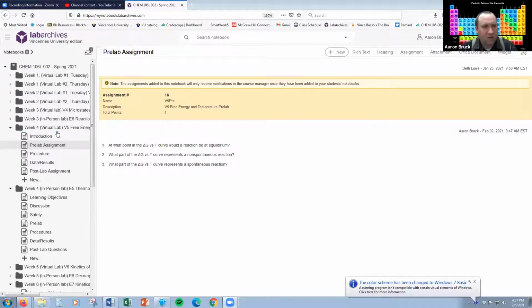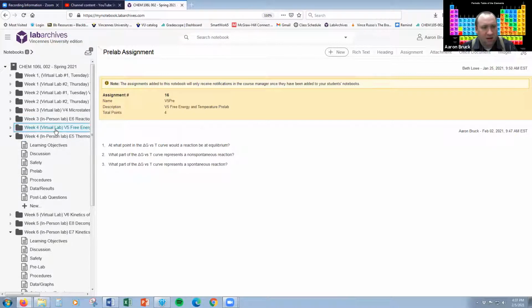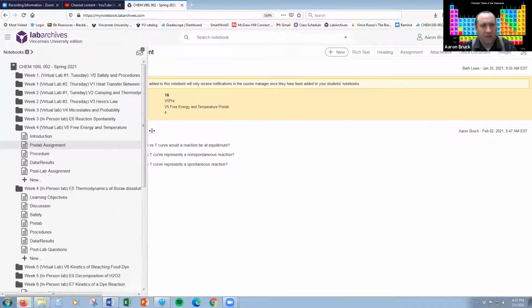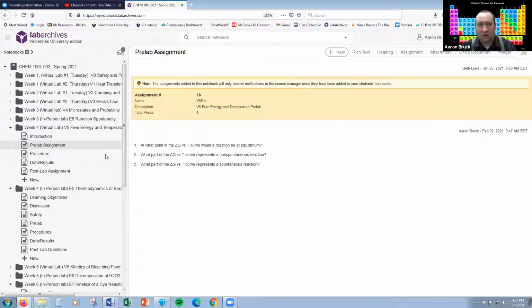If we get into the assignment here, the full name of the assignment is free energy and temperature. And so you think about what we did in the reaction spontaneity lab from last week. We were looking at the relationship between enthalpy, entropy, temperature, and spontaneity. And one way that we can do this, and if you recall, some of you I had conversations with about the idea of a flipping temperature.